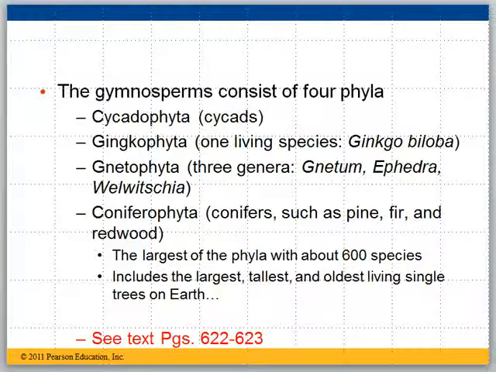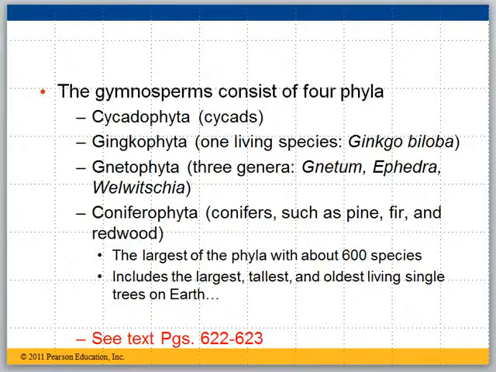So we're going to take a look at each of these briefly. If you want to see some really cool pictures and photos and information, some of the information I'm going to show you in just a moment, you can look on page 622 and 623 of your textbook. They've got a nice double-page layout of these 4 phyla of the gymnosperms.